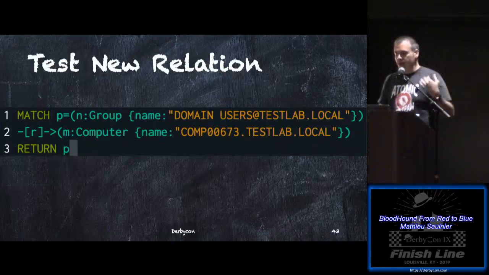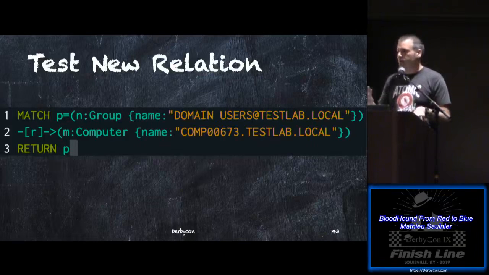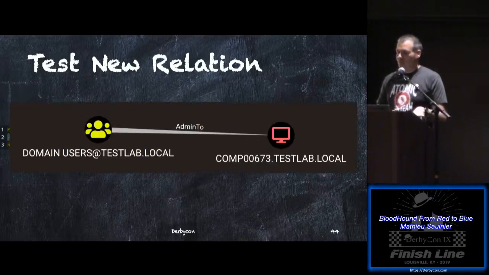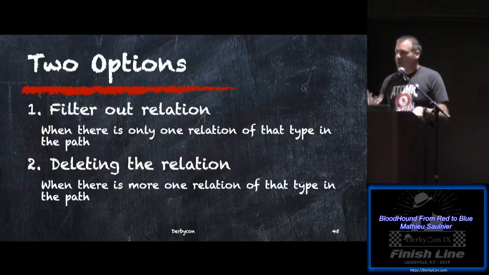Now it's time to test your relationship. So here's how you would test a relationship. You do a match of a path between domain users and computer 673, and then you return p, your path. And not surprisingly, here's our admin path from domain users to computer 673.